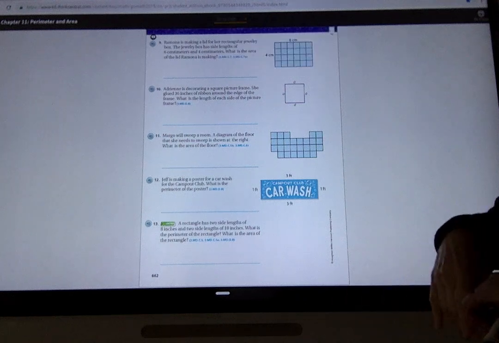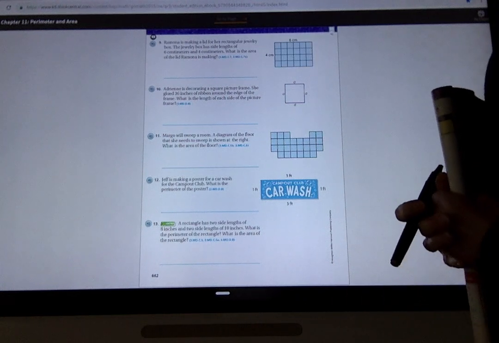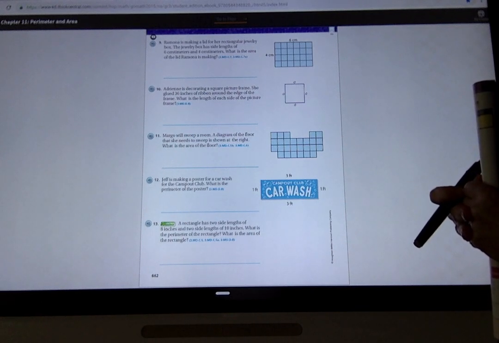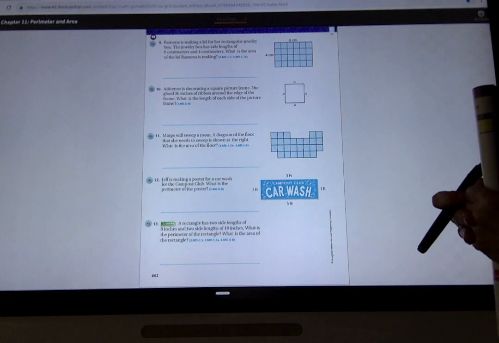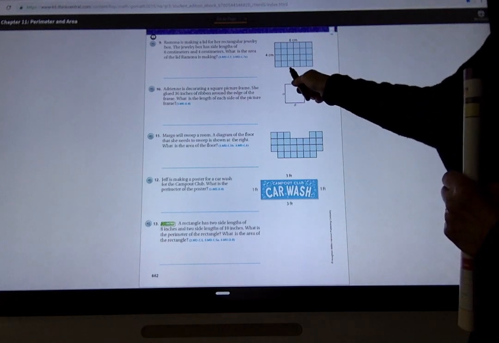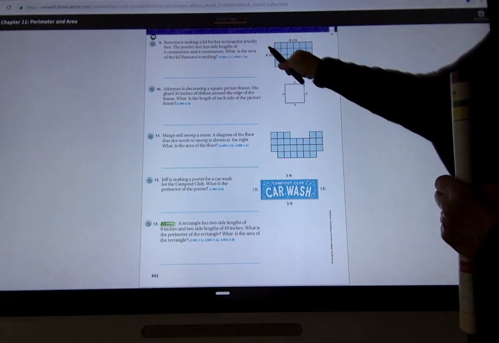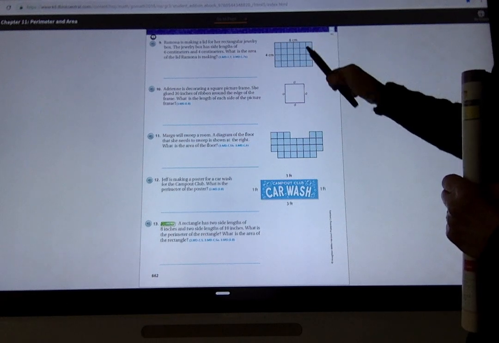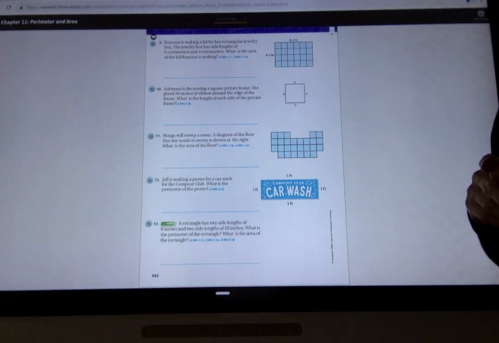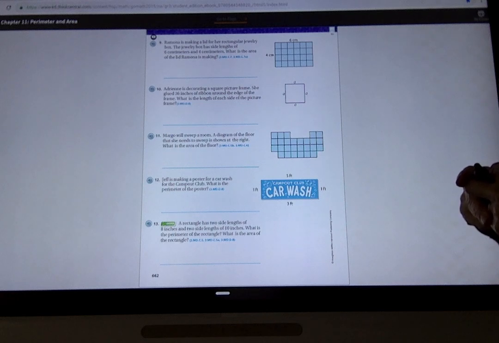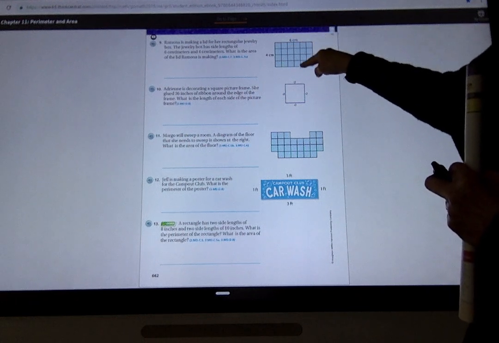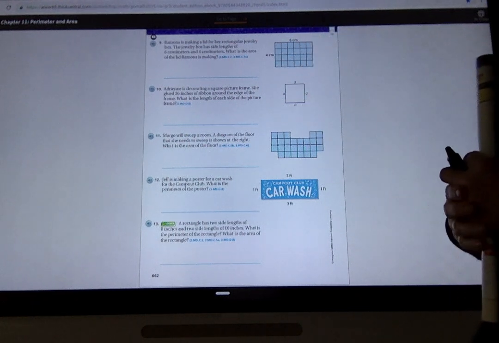All right. On this next page, number 9, Ramona is making a lid or a top for her rectangular jewelry box. The jewelry box has side lengths of 6 centimeters, 6 here and 6 here, and 4 centimeters, 4 here, 4 here. What is the area? So we want to know how much it covers. Area. We can count squares. We can count repeated addition, or we can multiply.